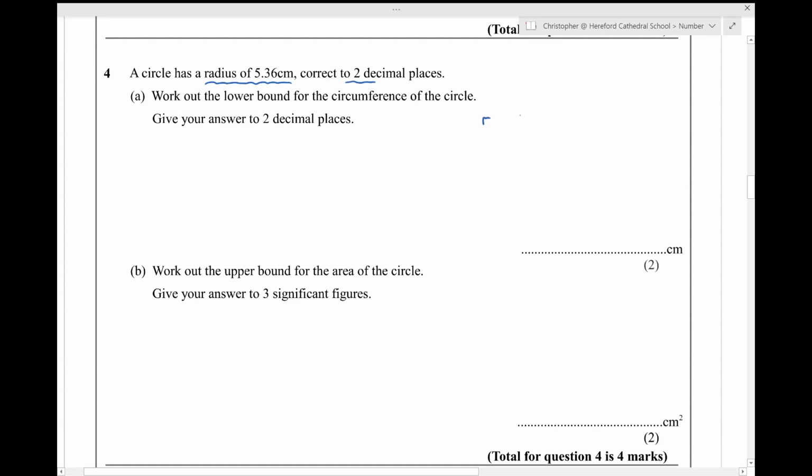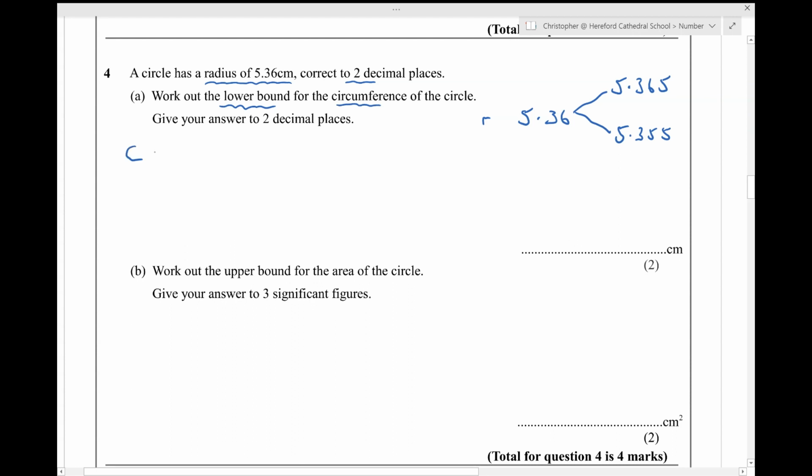Question 4, a circle has a radius of 5.36 centimetres correct to 2 decimal places. So the radius is 5.36. Now correct to 2 decimal places, the upper bound will be 5.365 and the lower bound 5.355. Work out the lower bound for the circumference of the circle.